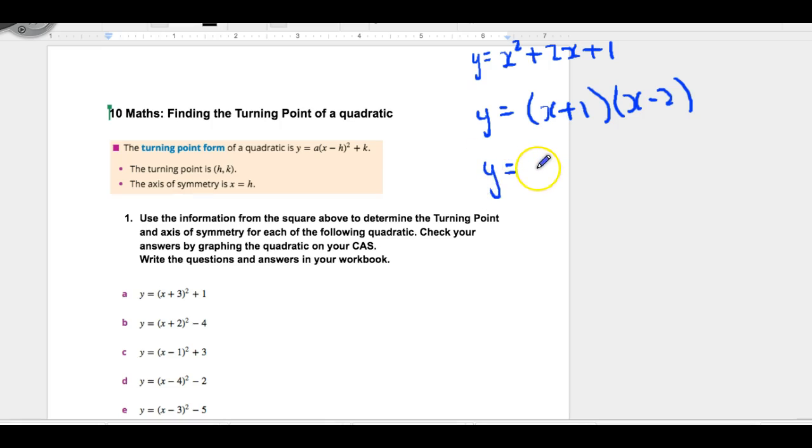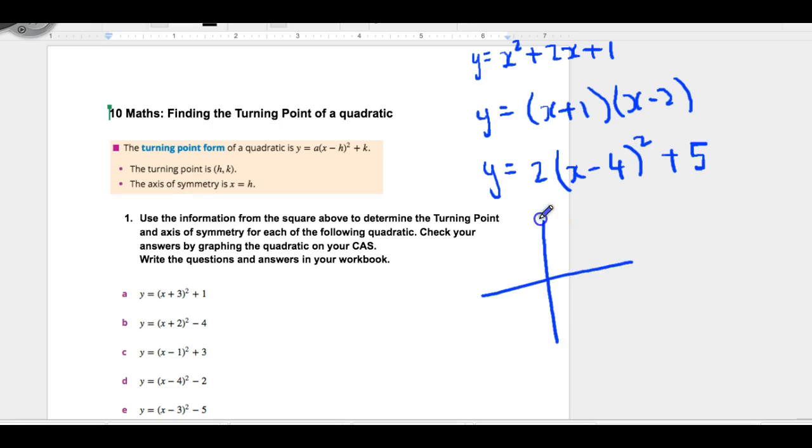So let's just think of random numbers. Okay, put 5 there. So we have what we call expanded form, factorized form, and turning point form. Now the three different forms help you draw your quadratic graph. So the quadratic graph, just quickly, is a U shape.